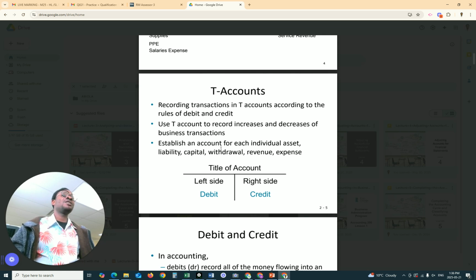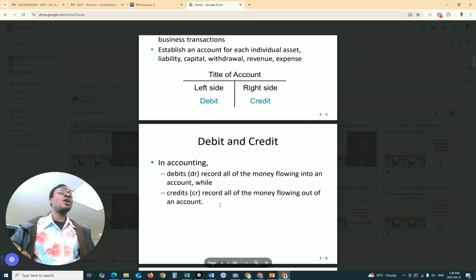Establish an account for each individual asset, liability, capital, withdrawal, revenue, and expense. So the left side is the debit and the right hand side is the credit. So if you draw your T, letter T, as a table, the left hand side is the debit side, the right hand side is called the credit side in accounting.